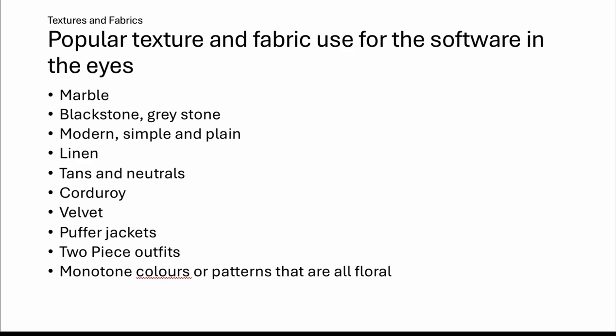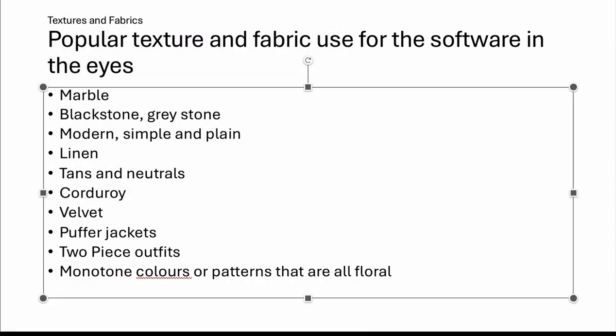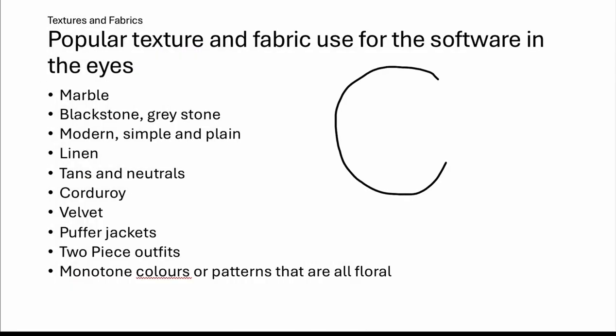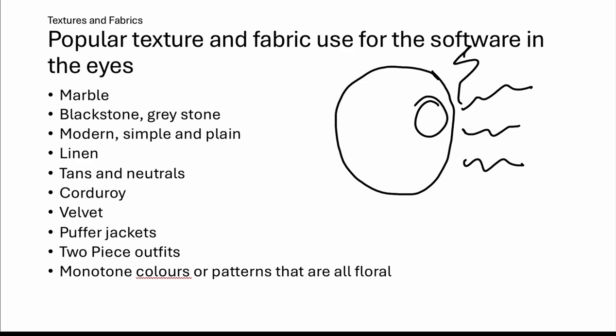The other thing to consider is that a popular texture and fabric used by the software in the eyes is that the software likes marble, a black stone or a grey stone. Because of the textures that are being coded and the nerve sensations, it's recreating the feeling. So it's actually easier for the software, or feels better, to code in these stones, as well as in modern, simple, or plain.